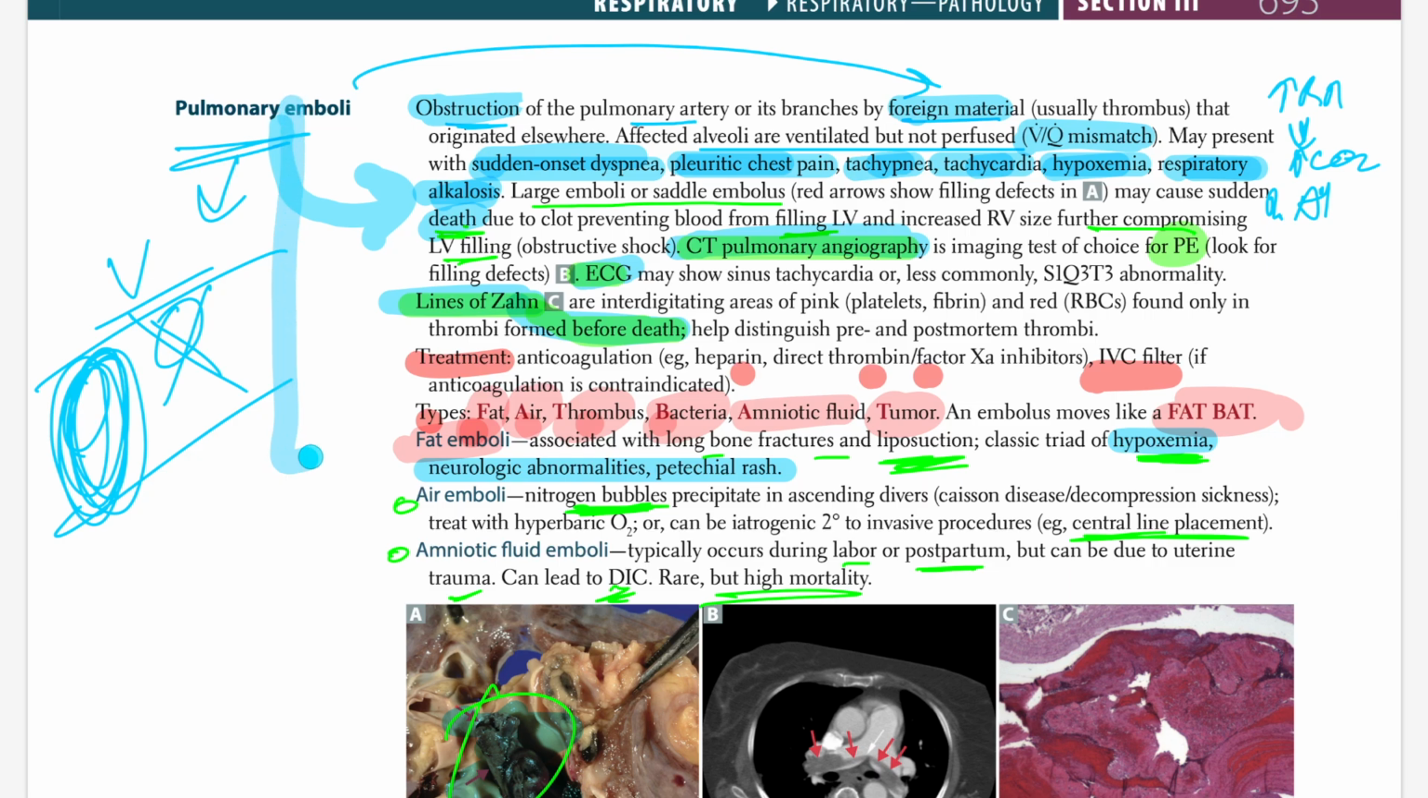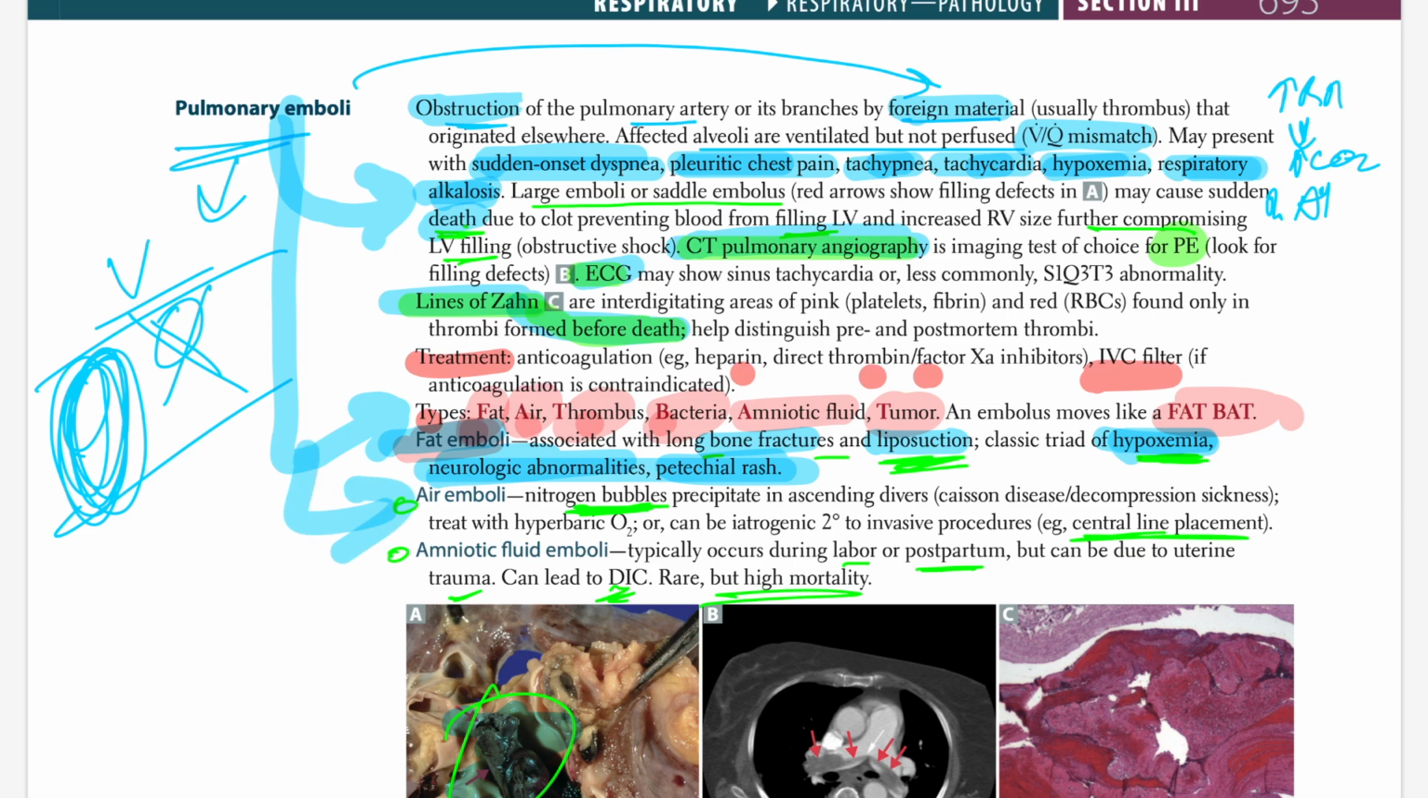What are the types of these pulmonary emboli? It could be fat. Where do we get the fat emboli from? Liposuction, anything with a bone fracture, where the fat goes into the blood, right? And now when the fat goes there, there's a special triad, and that triad is hypoxia, neurological symptoms, and petechial rash. You're getting a rash after liposuction? After a bone fracture, you're getting a rash? Makes sense. Neurological symptoms, rash, and hypoxemia.